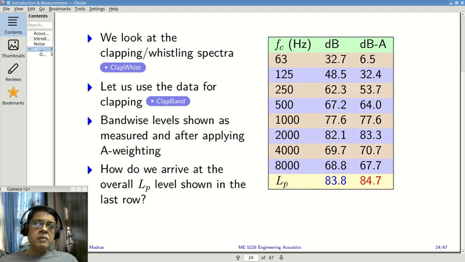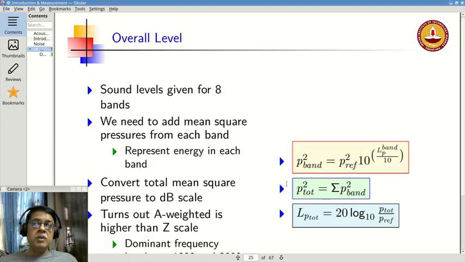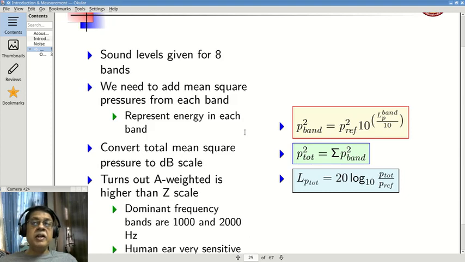It's a simple process. Here we have given sound levels for each of the 8 bands. What we do is add the mean square pressures from each band. The energy in each band is represented as P band square over P reference square. You remember the sound pressure level is 20 log base 10 of P RMS by P reference, which can also be written as 10 log base 10 of P RMS square by P reference square, and P RMS square is the mean square value. So if you divide the LP by 10 and take the power of this, we get the energy that is present in the band.